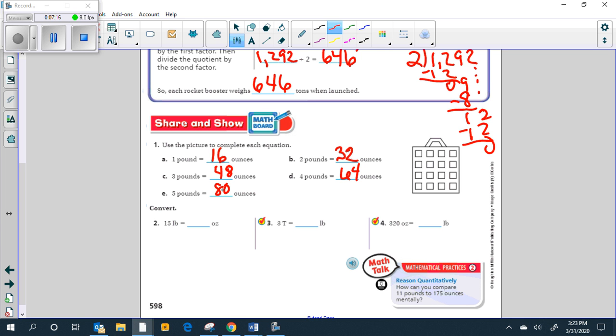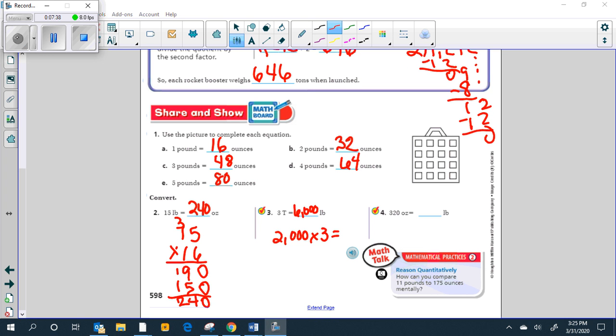Take a look at number 2, pause the video, work your way through, and then check back. Because again, we're converting pounds to ounces, that's a larger unit to a smaller unit, we multiply. 15 times 16 equals 240 ounces. Now try number 3. Since I'm converting a larger amount to a smaller amount, again I multiply. There are 2,000 pounds in 1 ton, so to find out how much is in 3 tons, I multiply 2,000 times 3. 3 tons equals 6,000 pounds.